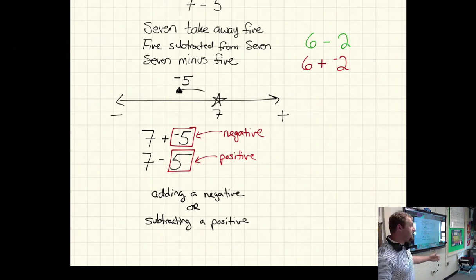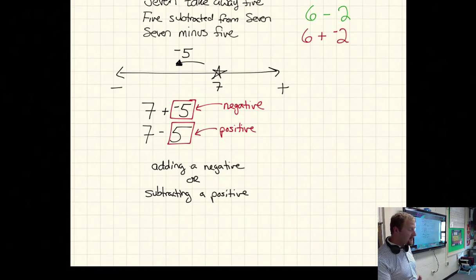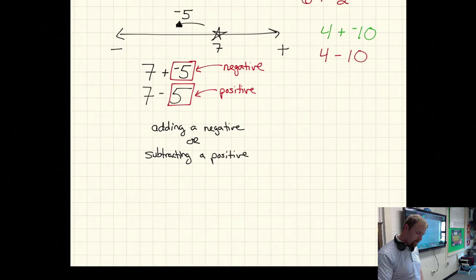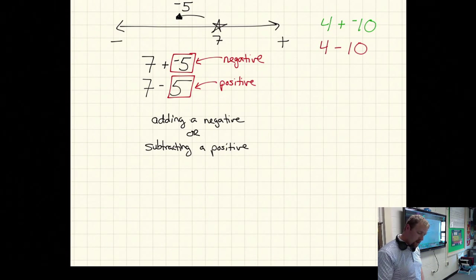Both of those statements mean the same thing. One has addition, one has subtraction. Okay, next one. 4 plus negative 10. What's the other way to write that one, Jackson? 4 minus 10. Very good. Okay, I'm going to do a couple more here. I'm going to write these down.